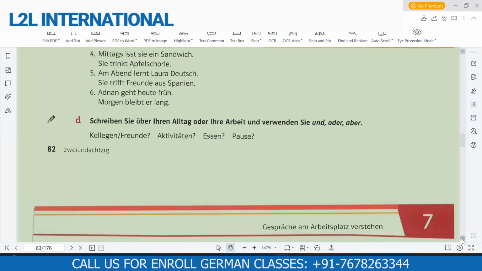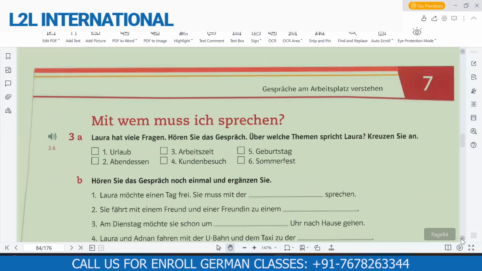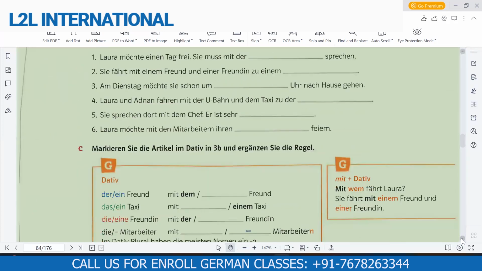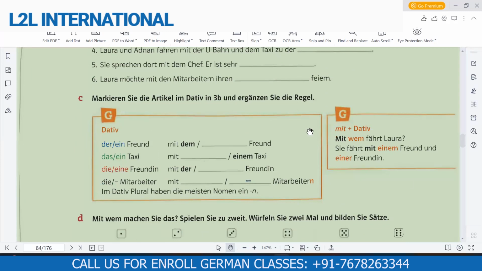So now you can take a break here. When you come back, we can proceed ahead and we will be learning the first preposition in German, that is the dative preposition, and how we're going to use it in a sentence. That we're going to learn here in the next topic.